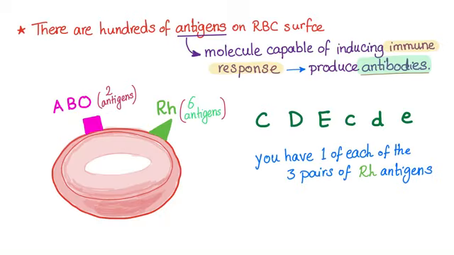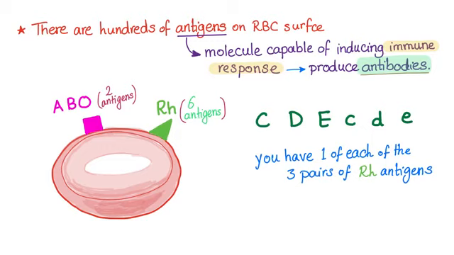Cool. There are hundreds of antigens on the red blood cell surface. Antigens are molecules that are capable of inducing an immune response, i.e., capable of producing antibodies against these antigens. This is your glorious red blood cell. It has ABO antigens, which are 2 antigens, A antigen or B antigen. There is no such thing as the O antigen. The Rh system has 6 different antigens.